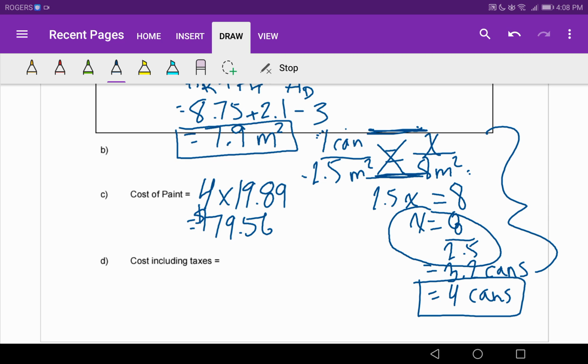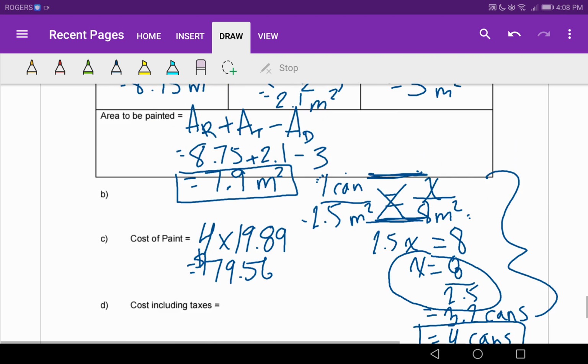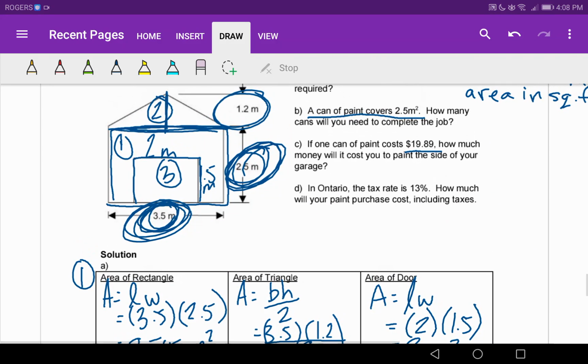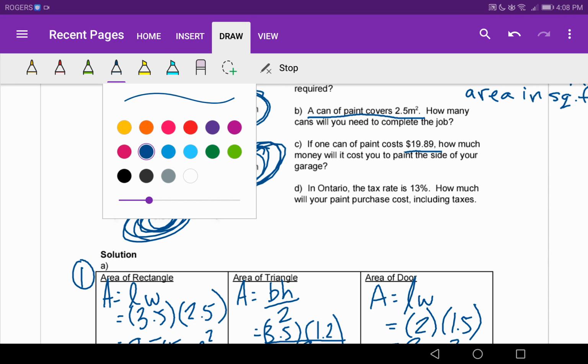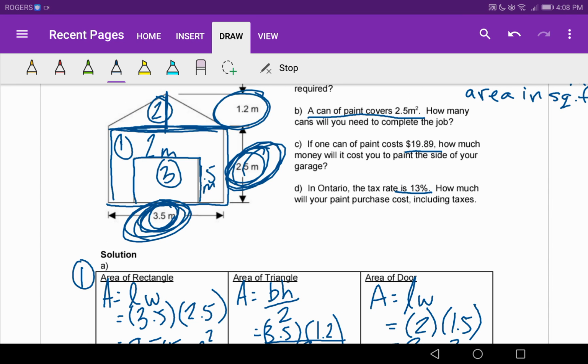Last step, okay, is the cost including taxes. Well, let's see how they worded the question. Okay, so let's go back up to D. In Ontario, the tax rate is 13%. So we did this already, back when we did Unit 3. How much will your paint purchase cost including taxes?